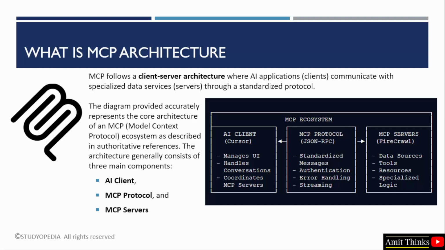The architecture of MCP, as shown in the image, can be understood through three core components. The first one is AI client, that is, applications that request and consume contextual data. Second is MCP protocol, that is, the standardized communication layer that governs how requests and responses are exchanged. The third one is MCP servers, dedicated services that provide structured data and context to the AI clients. Together, these components form a cohesive ecosystem where AI systems can efficiently access, process, and leverage contextual information.